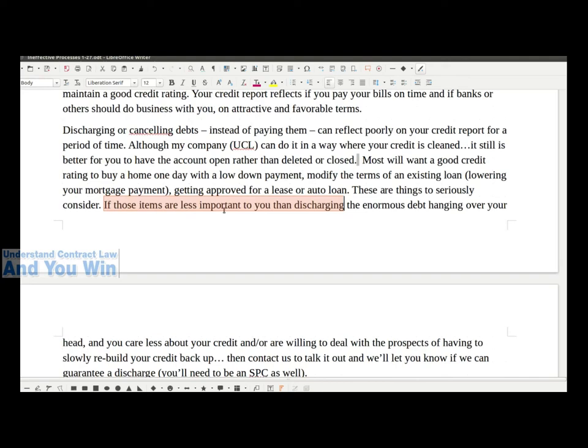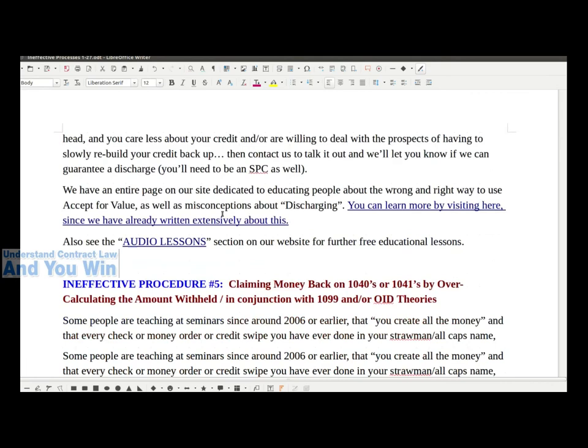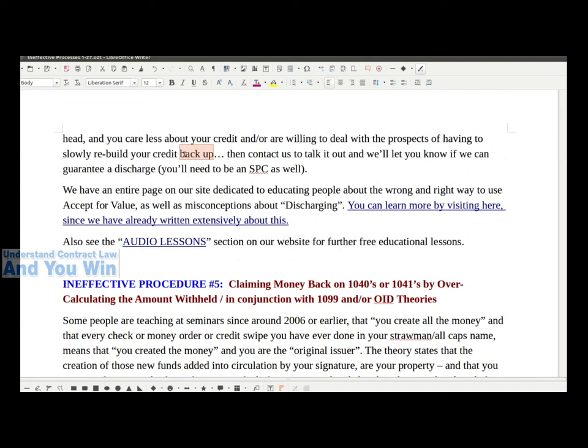If those items are less important to you than discharging the enormous amount of debt hanging over your head, and you care less about your credit at this time, and you are willing to deal with the prospects of having to slowly rebuild your credit back up if your credit is damaged, then contact us, talk it out, and we'll hopefully give you some guidance on making the best decision for you.